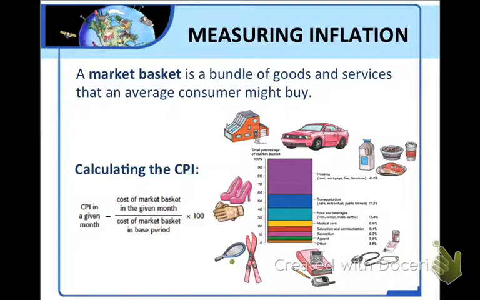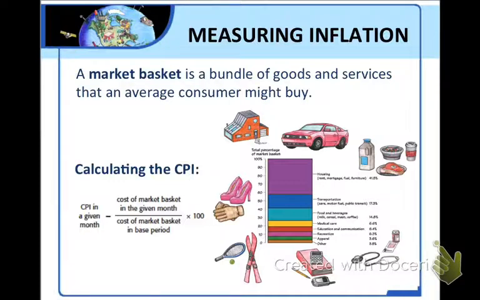Changes in the CPI tell us how prices are changing. When most prices are rising, the cost of the market basket increases, so the CPI rises. A rise in the CPI is an indicator of inflation. When prices are falling, the cost of the market basket decreases, so the CPI falls. A fall in the CPI is an indicator of deflation.